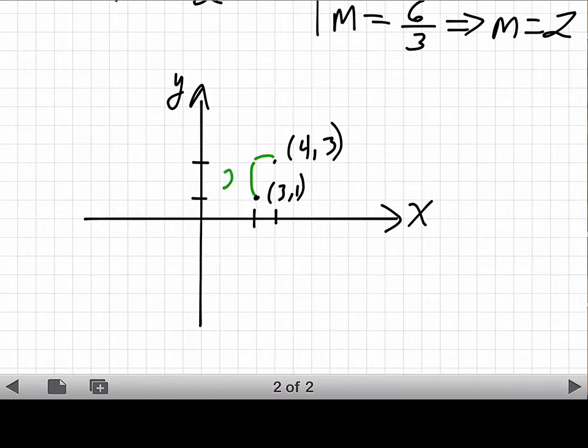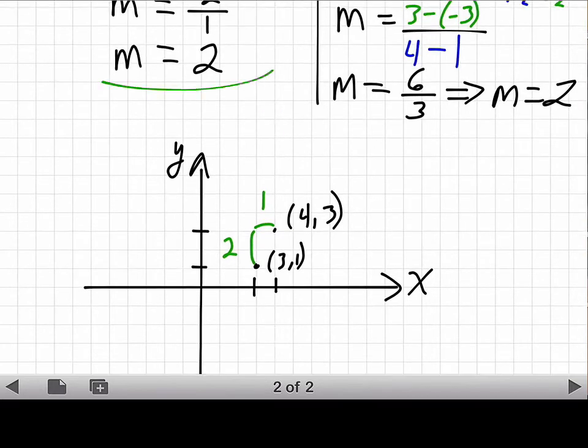So here I see that the rise is 2 and the run is 1. In keeping with what we had here a minute ago, the slope is 2.